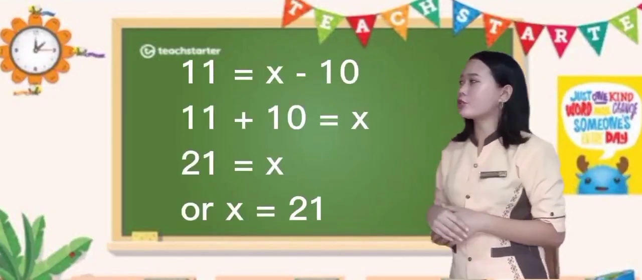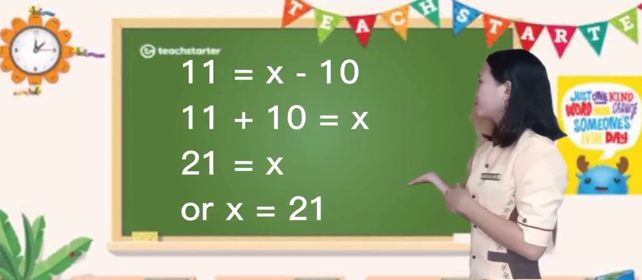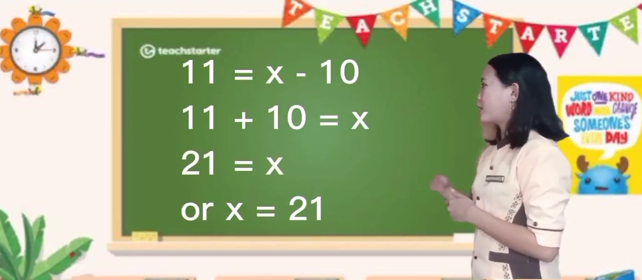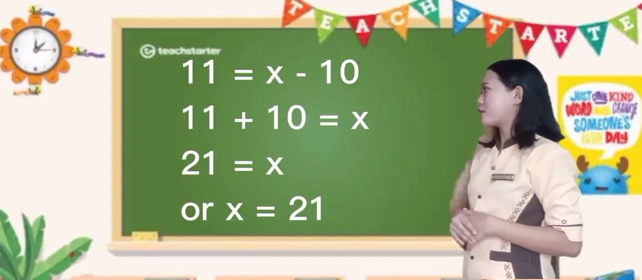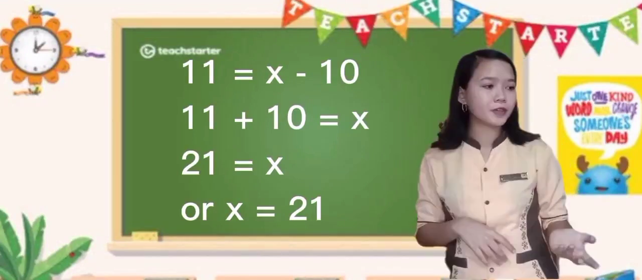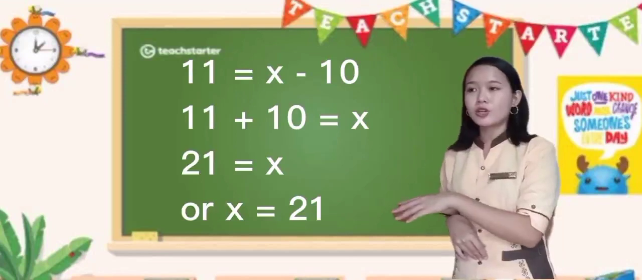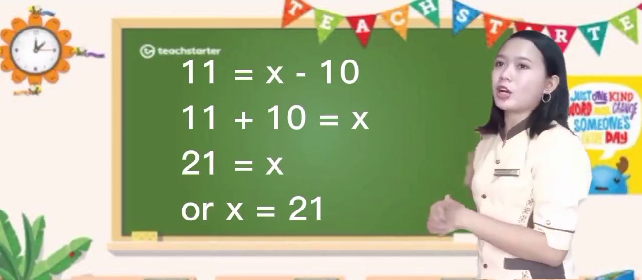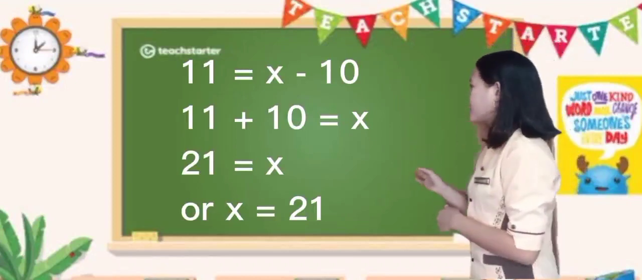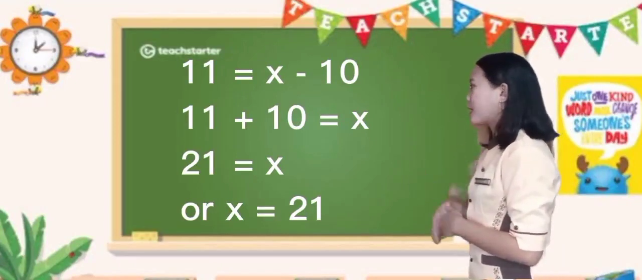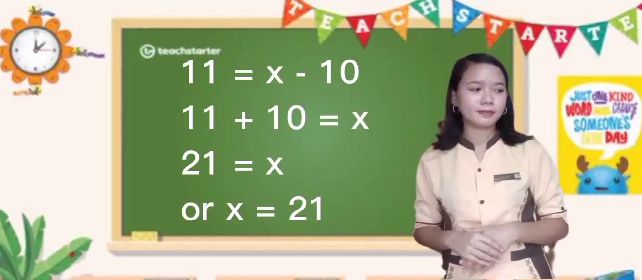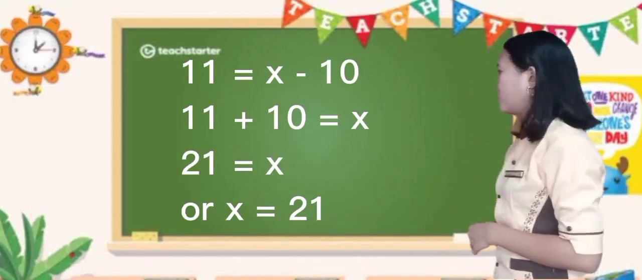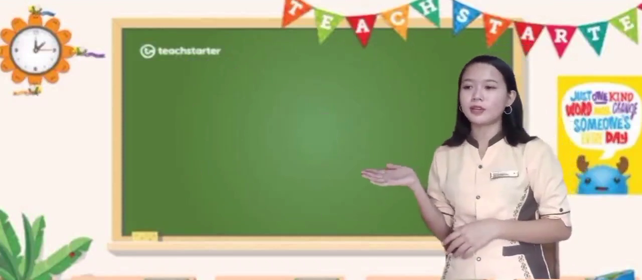Example number 2. Can you please read? 11 equals x minus 10. Okay. What we will do is transfer negative 10 to the other side, so the sign will become positive. It will become 11 plus 10 is equal to x. What is 11 plus 10? 21. Okay, very good. So we now know that the value of x is 21.